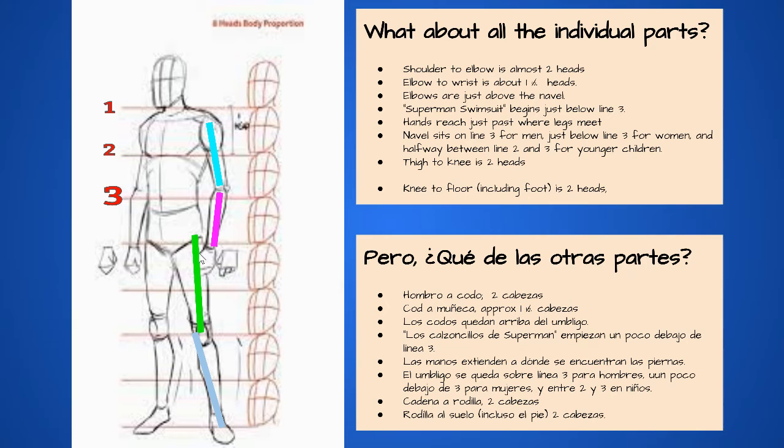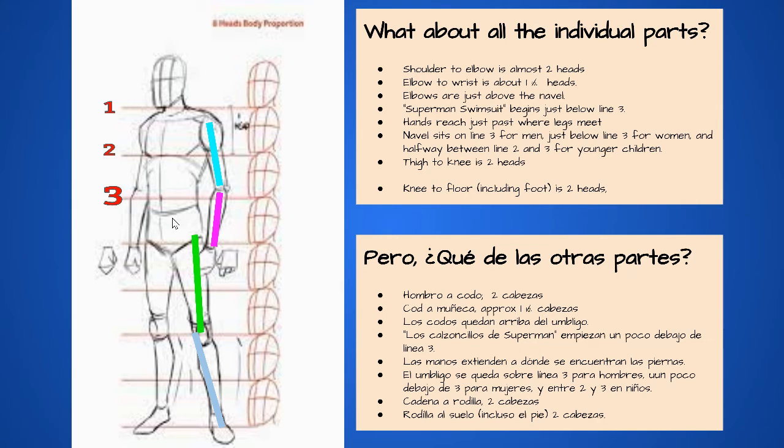What about the other parts? Well, your upper arm, brazo anterior, it's about 1.5 heads, maybe 2, close to 2. Your forearm, esta parte aquí, mide una cabeza y media, no more than 1.5 heads. Your hands, you can see size-wise, they end up hanging just below where your legs meet. Las manos extienden a donde parten las piernas, más o menos.